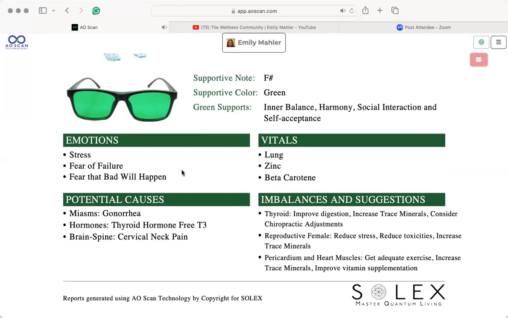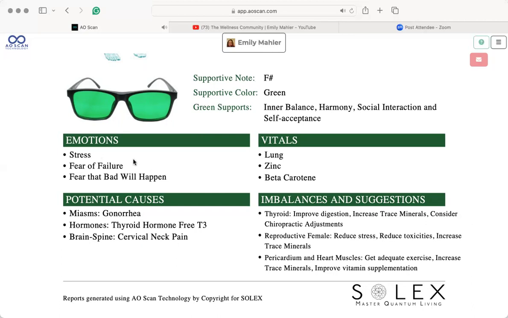I recommend not getting hung up on things. Take it as a piece of information because that's what any of this stuff from the AO scan is: educational. It's not diagnostic. So it's education. Utilize it as education to support and empower yourself in taking control of your health and wellness.